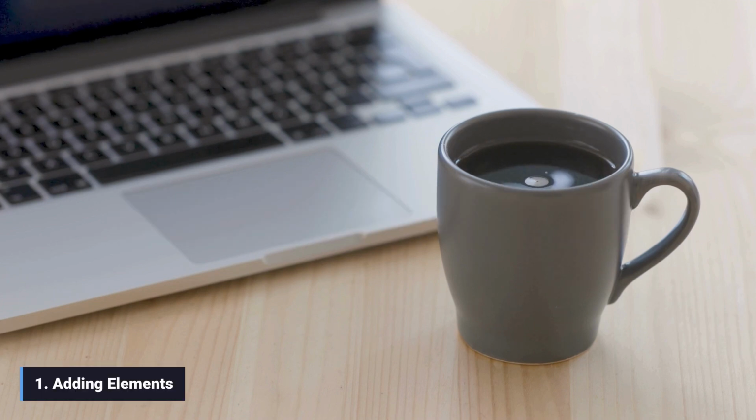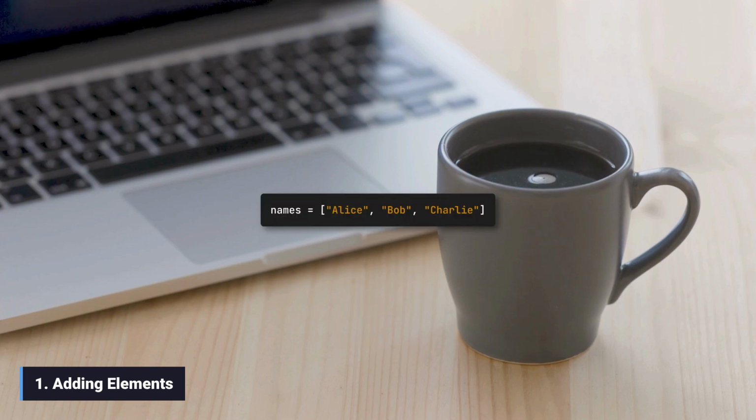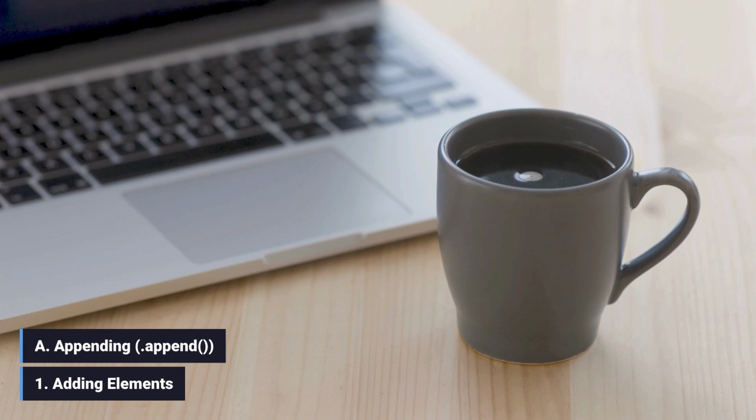1. Adding elements. Python provides 3 primary methods for adding items to a list: append, insert, and extend. Let's start with a list of names. A. Appending, append. The append method adds a single element to the end of the list. This is the most common way to add items.